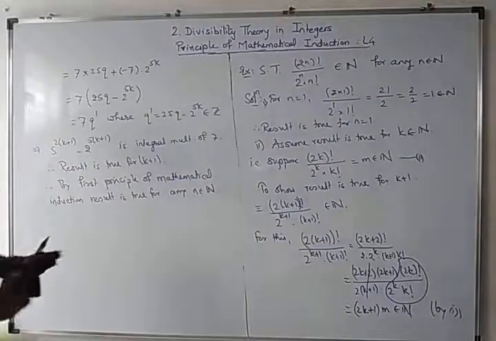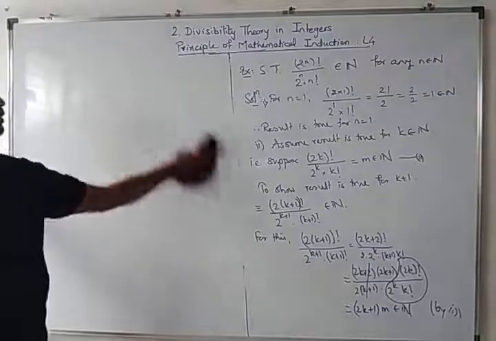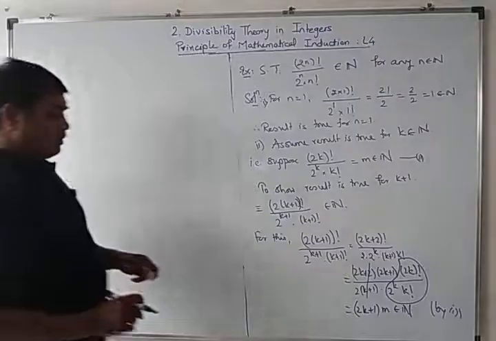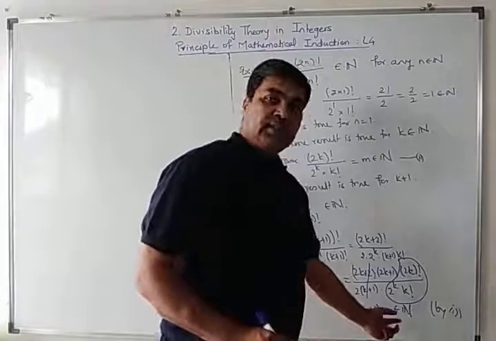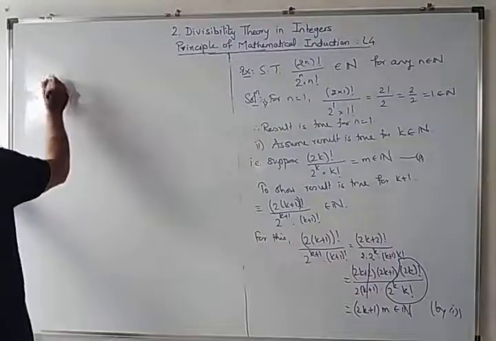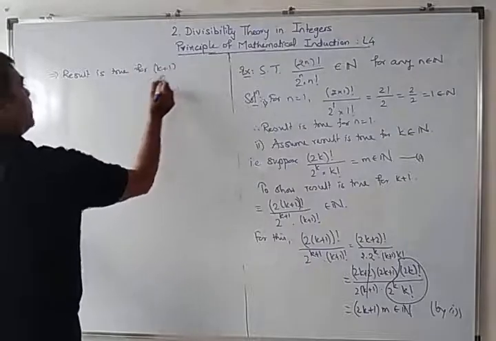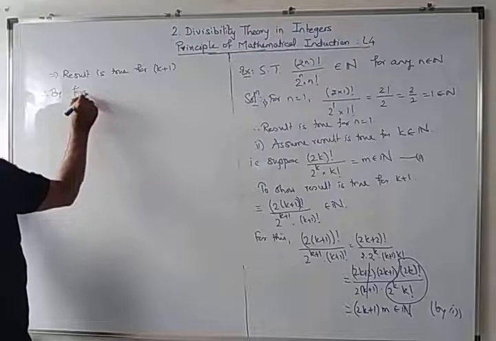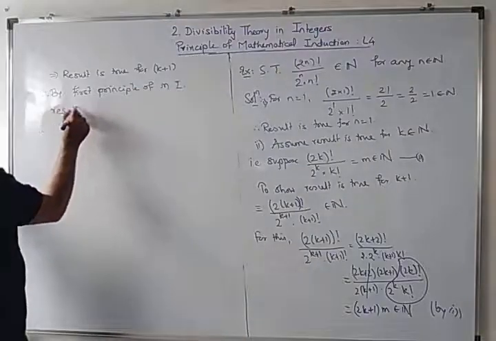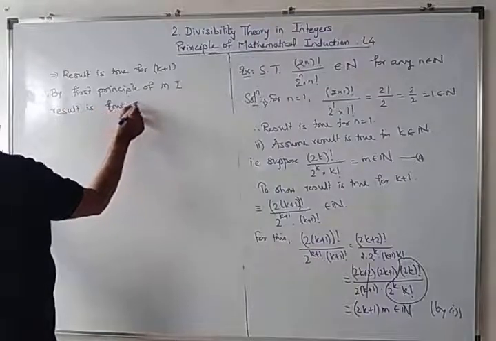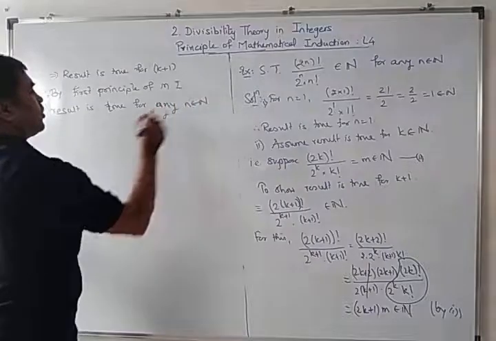Means the result is true for k plus 1. So for k a natural number, 2k is a natural number, plus 1 is natural, product of two natural numbers is again a natural number. This implies result is true for k plus 1. And therefore, by first principle of mathematical induction, result is true for any n belongs to N. For all n belongs to N.